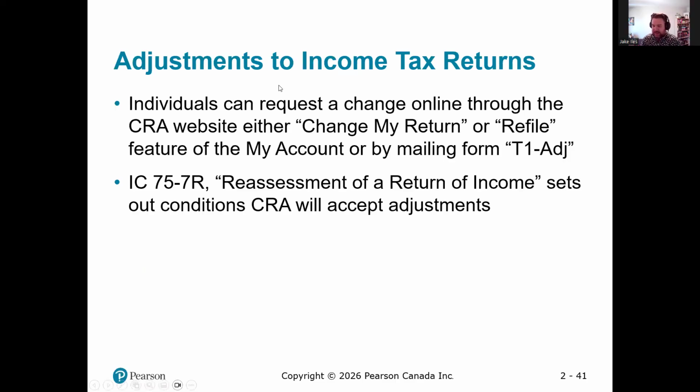So I filed my tax return, but maybe I made a mistake. Maybe I've missed a credit. I've done this for myself. Individuals can request a change online through the CRA website. The CRA My Account website has an option where you can see the lines of your return, and you can click on a specific line and say this number should be this instead, actually. I did this a few years ago. Ontario had a credit for staycations.